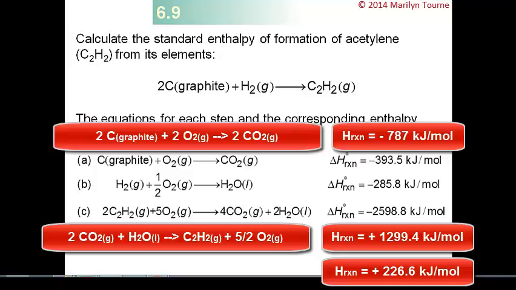The standard enthalpy of formation value means that when 1 mole of C2H2 is synthesized from 2 moles of graphite and 1 mole of H2 gas, 226.6 kilojoules of heat are absorbed by the reacting system from the surroundings. And thus, it's an endothermic process. We did this problem with the indirect method, but there's also the direct method of problems, and you can do those on your own.